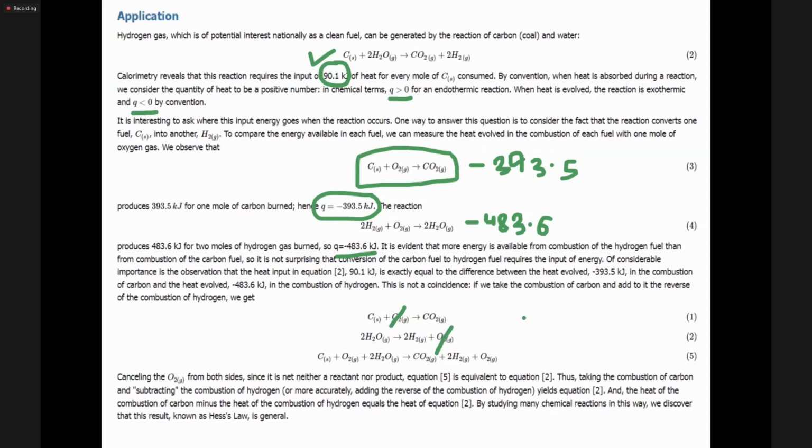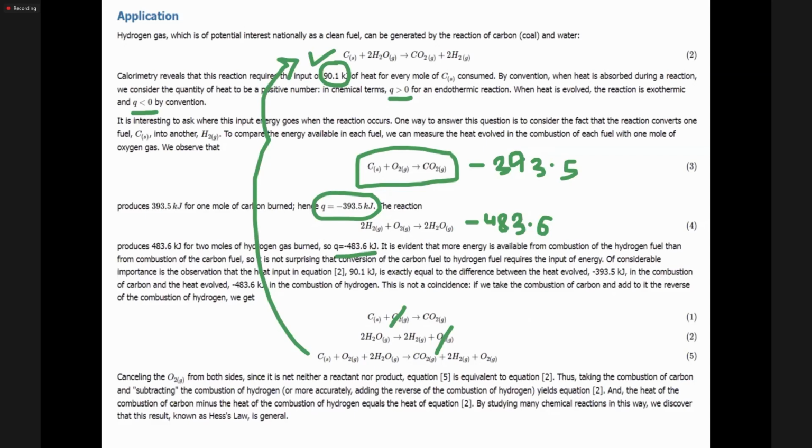And we end up getting C plus 2H2O producing CO2 plus 2H2, which is just equal to the first equation that we are talking about. So we cancel this O2 from both sides, since it is neither a reactant nor a product. So equation 5 is actually equivalent to equation 2.